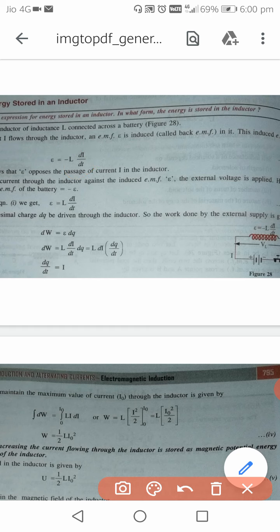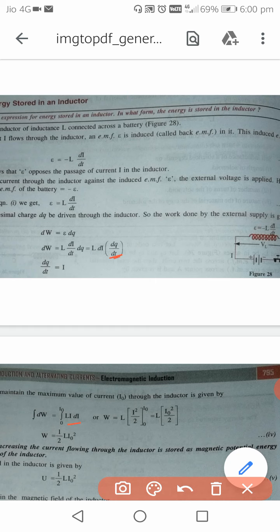dq will remain as it is. Now this part, dq by dt, is nothing but current. So since it is current, the next step will be L di, and this will be I. Then we integrate both sides. Integrating, we get integration of dW on the left, and on the right hand side integration of L I di.